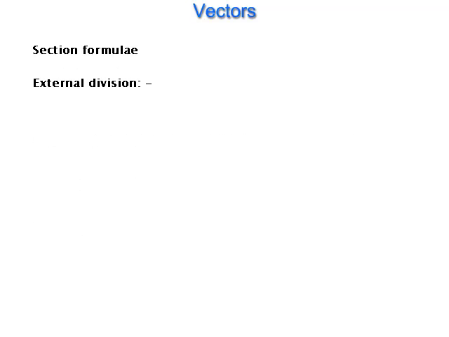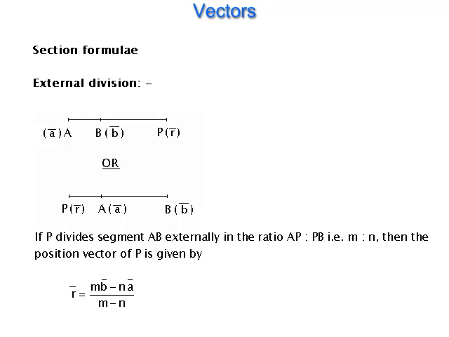External division. If the point P does not lie on segment AB but lies on line AB, then it is said to divide segment AB externally in the ratio AP is to PB. The position vector of the point P, which divides segment AB externally in the ratio m is to n, where a bar and b bar are the position vectors of the points A and B respectively, is given by r bar equal to m b bar minus n a bar upon m minus n.